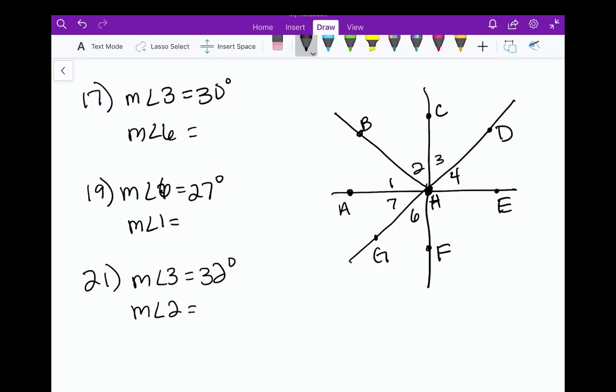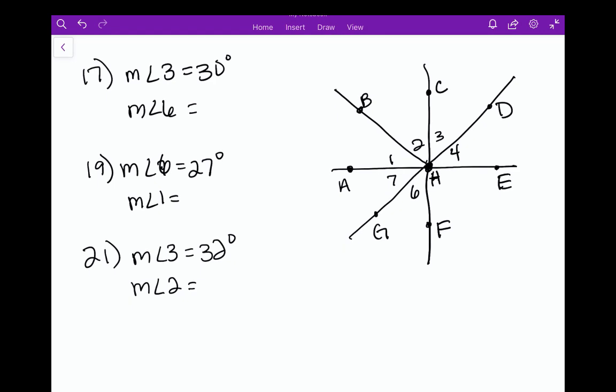All right, so now I'm going to do 17 through 19. Each of these questions is using the diagram to the right, which is, again, from the book. But these questions are separate from each other. So you're not going to use the answer to 17 in 19. Just treat them as separate. So number 17, it says angle 3 is 30 degrees. So what is angle 6?